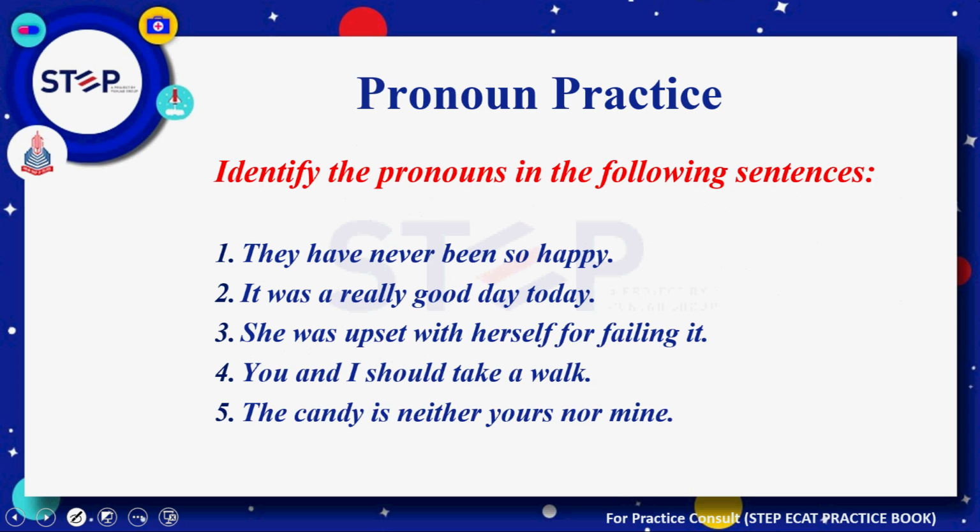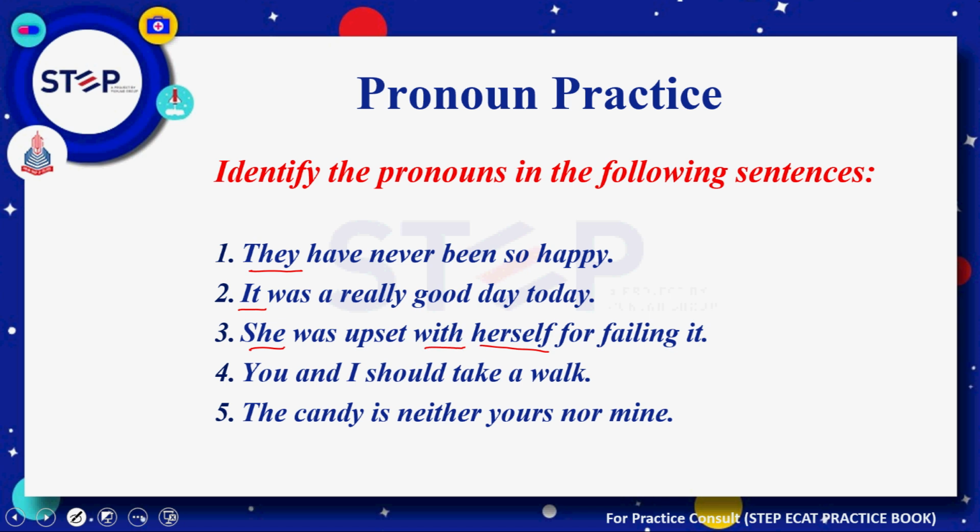Pronoun practice. Identify the pronouns in the following sentences. "They" is certainly replacing some nouns, some people who have names. So we are using this pronoun in the place of their names. "They have never been so happy." "It was a really good day today." "It" is a pronoun. "She was upset with herself." "She" is a pronoun, and this is also a kind of reflexive pronoun. Over here, this "herself" is the object of the preposition.